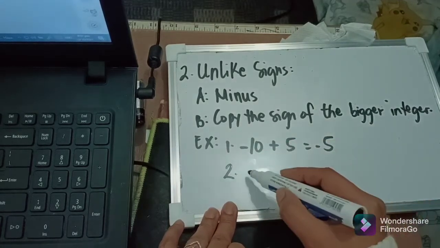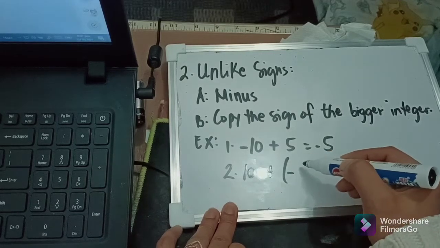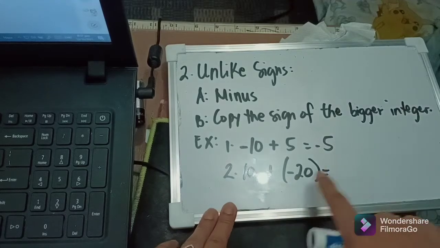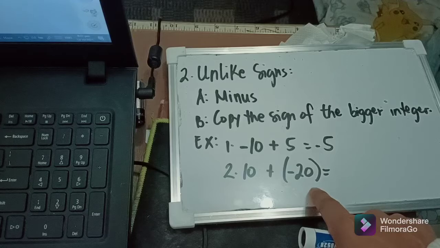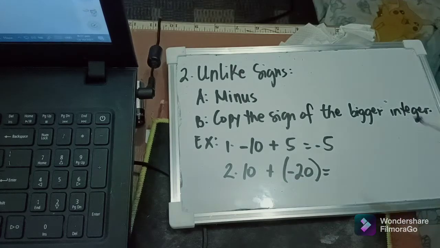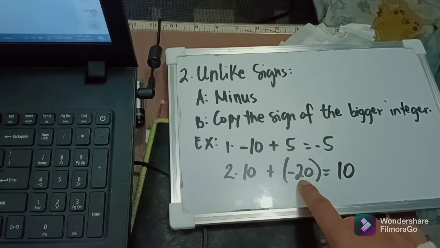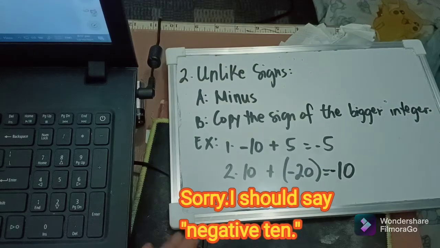Kahit pa mauna yung smaller integer. For example, 10 plus negative 20. Automatic, since magkaiba ng sign, minus ito. So, 20 minus 10, that's gonna be 10. Which integer is bigger? Siyempre yung 20. Anong sign ng 20? Negative. So, that's gonna be negative 20.